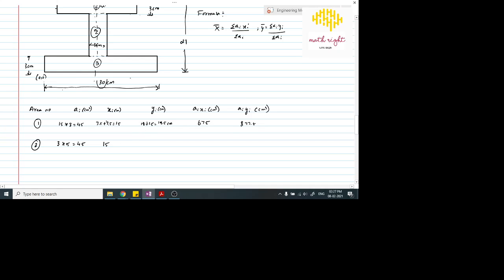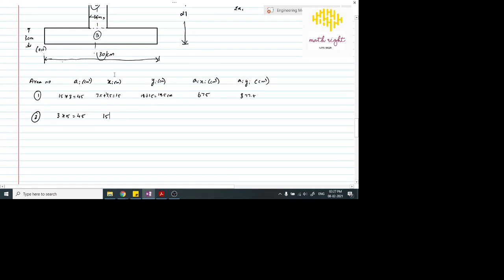Here for yi, height is 15, so half of the 15 is 7.5. Here 3, so 10.5. yi is 3 plus 7.5 which is equal to 10.5. So just similarly write it for the third. Here there is no issues.